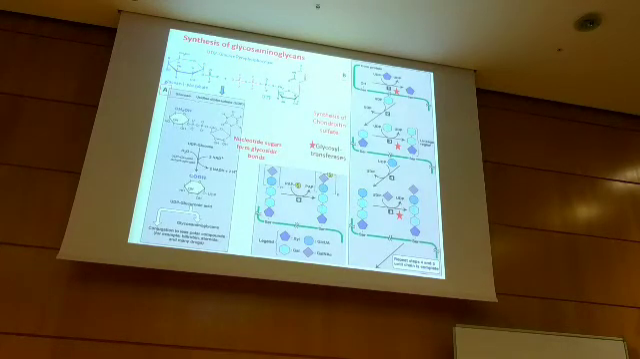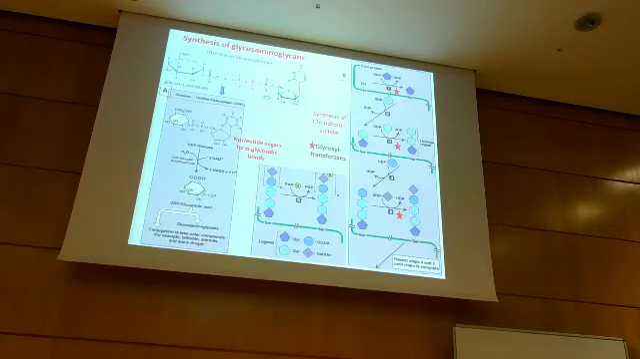So, there's my UDP glucose. What do I do? I turn it into an acidic sugar. It now becomes UDP glucuronic acid. I'm ready to use it.